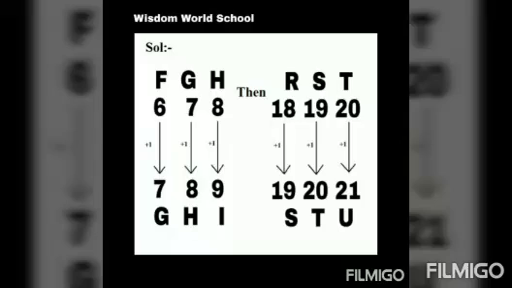Apply the same logic on RST. If we add +1 to R, we will get S. Then +1 to S, we will get T. Then +1 to T, we will get U. Here, the letters of FGH are coded one place forward.